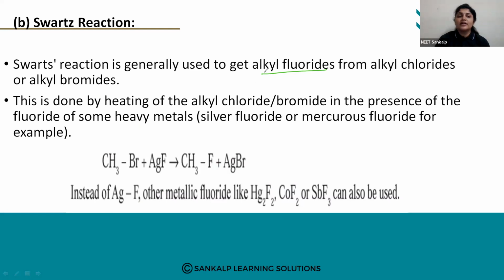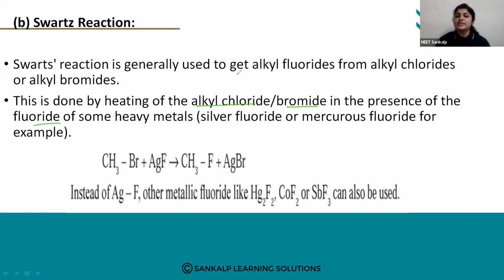So the starting reactants you are going to take are alkyl chlorides or alkyl bromides, either RCl or RBr. And what you will obtain is RF, because you want to prepare your fluoride. So the Swarts reaction is generally used to get alkyl fluorides from alkyl chlorides or alkyl bromides. How is the reaction done? This is done by heating your alkyl chloride or alkyl bromide in the presence of fluorides with some heavy metals.